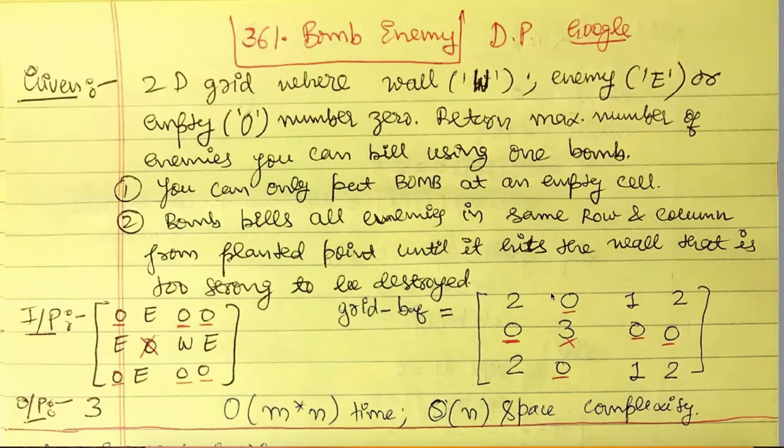So for example, if the bomb is placed here in the first row, third column, all enemies in the first row and third column will be killed. But there is another condition: the walls are very powerful, very strong, and the walls are not affected by the bomb. So unless a wall comes in the way, all enemies will die from that bomb. So basically we have to count the number of enemies killed.